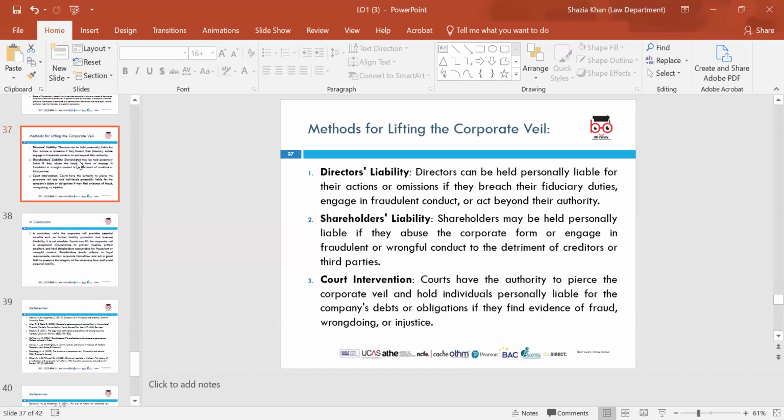Methods for lifting the corporate veil. Directors' liability. Directors can be held personally liable for their actions or omissions. So if anything does happen, directors can be held liable if they breach their fiduciary duties, engage in fraudulent conduct, or act beyond their authority.